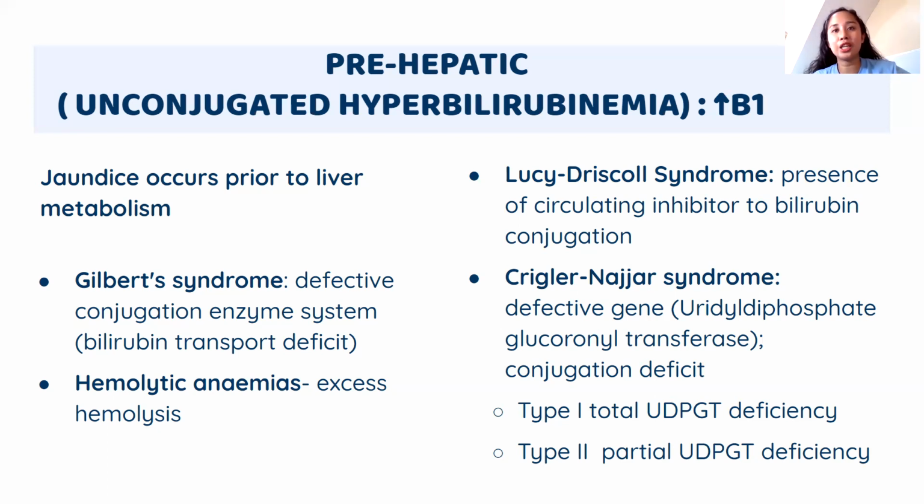And we have Crigler-Najjar. So there is something wrong with the conjugation process. There's complete deficiency of UDP-GT enzyme. So we have total for type 1 and type 2 partial deficiency of your enzyme. So class, sa mga kondisyon na to, there is increase in B1. Jaundice occurs prior to liver metabolism.